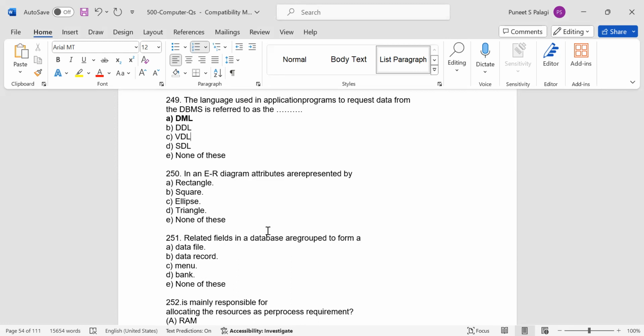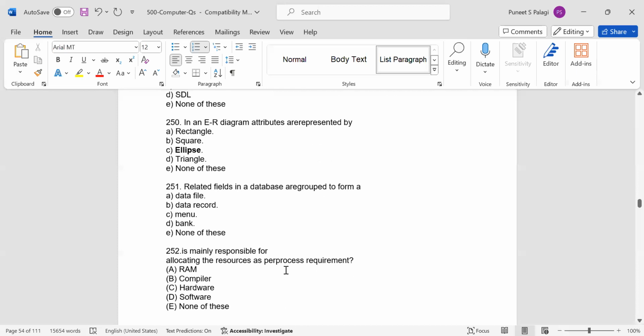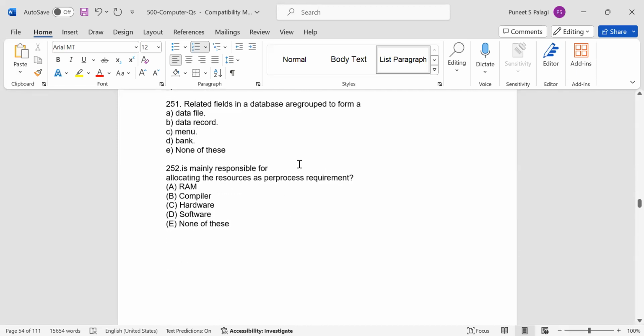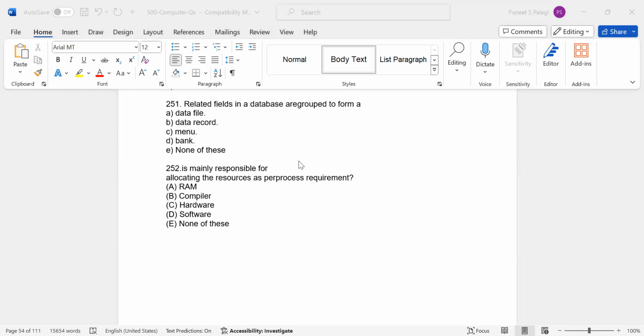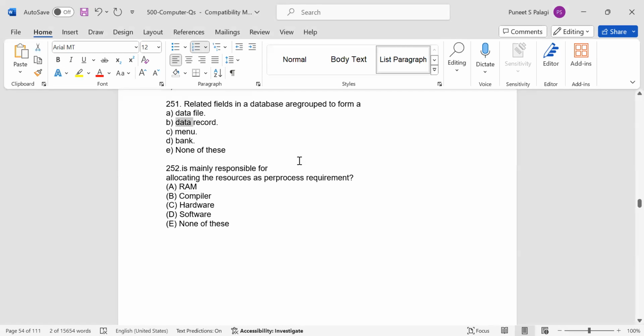In an ER diagram, attributes are represented by ellipses. Related fields in a database are grouped to form a data record.